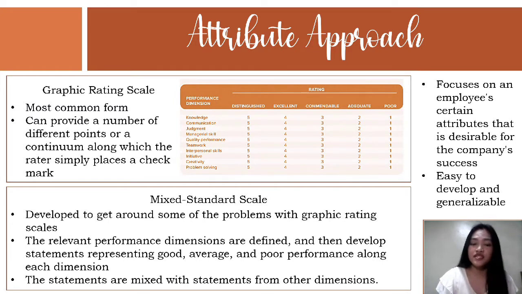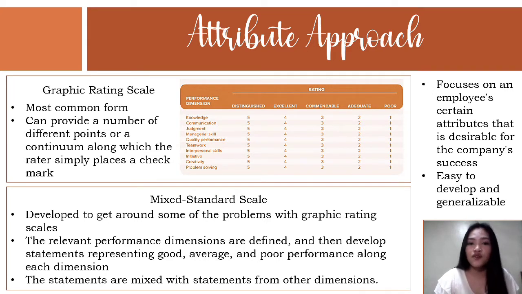There are 2 methods in attribute approach. The first one is graphic rating scale. The graphic rating scale is the most common form of attribute approach. It can provide a number of different points, or a discrete scale, or a continuum along which the rater simply places a check mark, which is a continuous scale.